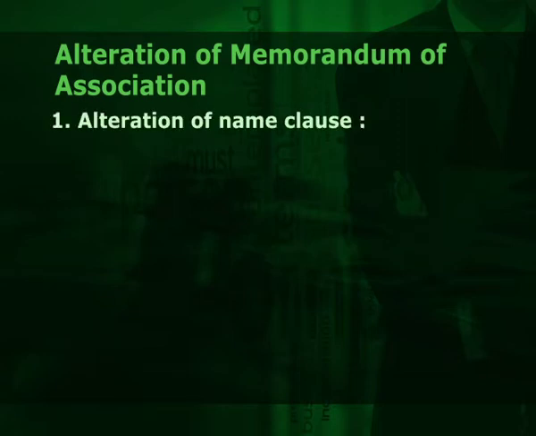Now, let us discuss alteration of Memorandum of Association. First, alteration of name clause. Section 21 provides that the name of a company may be changed at any time by passing a special resolution at a general meeting of the company and with the written approval of the central government. However, no approval of the central government is necessary if the change of name involves only the addition or deletion of the word private, that is, when a public company is converted into a private company or vice versa.